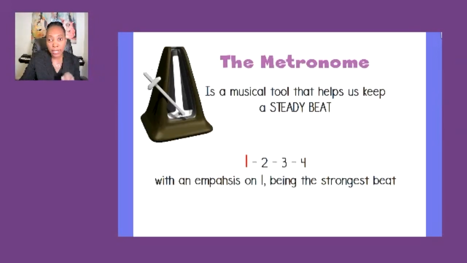Now, before I go into today's topic, I want to talk about the metronome. It kind of looks like a little clock, right? That ticks, if we were to pretend that that was a clock. But this is a metronome, and it's a music tool that helps us keep a steady beat, right? Remember we talked about steady beat? With an emphasis on the one being the strong beat. So one, two, three, four. One, two, three, four. And so if we work with a metronome, that would allow us to understand time signature, or steady beat.